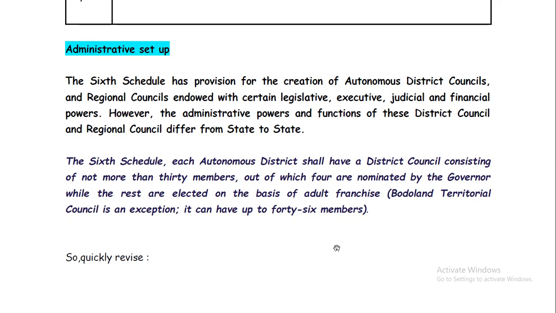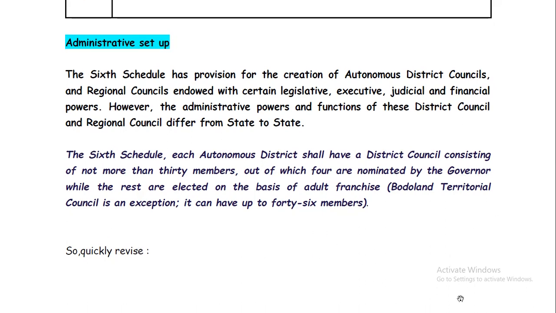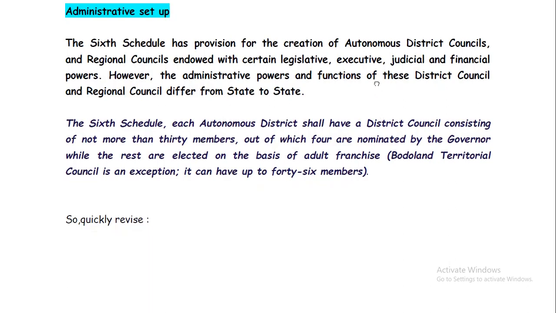It can have up to 46 members. Other district councils may have a maximum of 30 members, while the Bodoland Territorial Council may have up to 46 members. But the thing is that 4 are nominated by the governor, and the rest are elected through adult franchise.